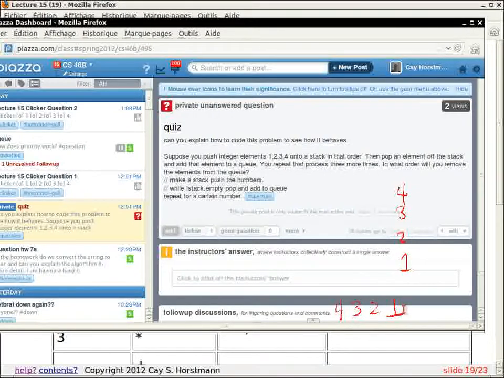And now, in which order do I remove them from the queue? I remove them in the order 4, 3, 2, 1, because with a queue you check the head of the queue each time.